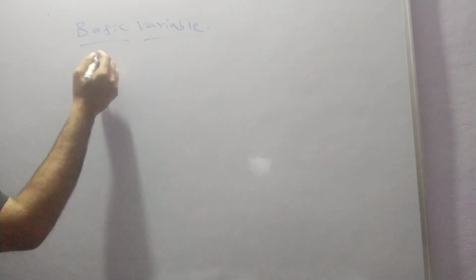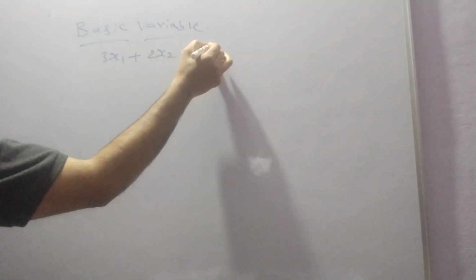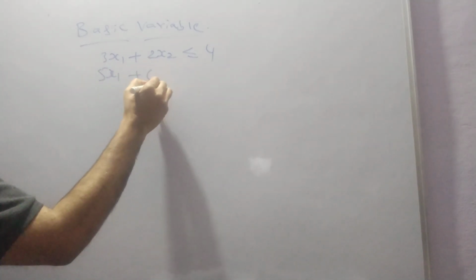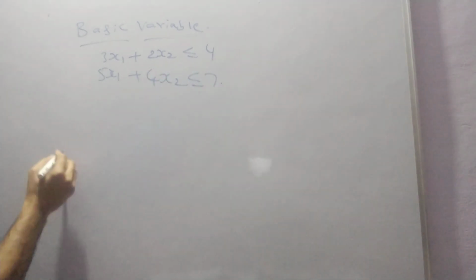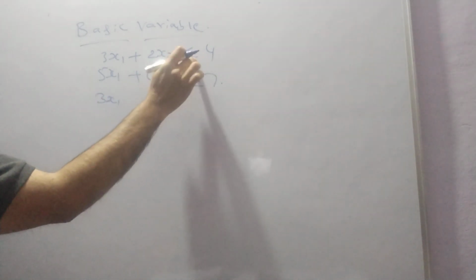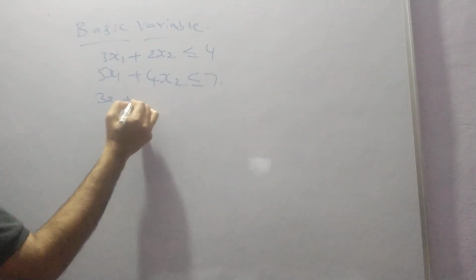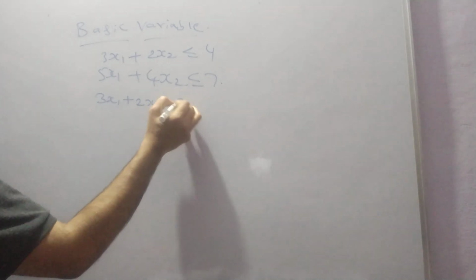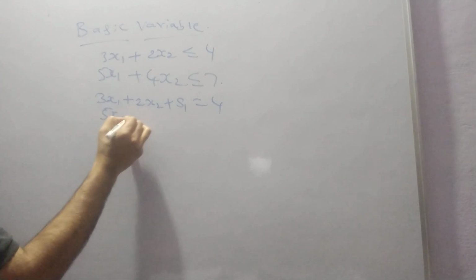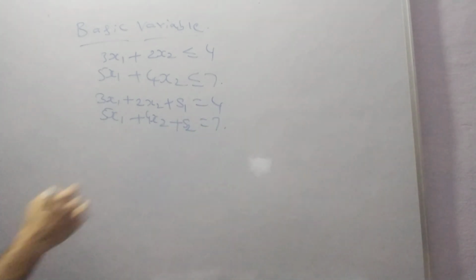Now I am taking the inequalities here: 3x1 plus 2x2 less than 4, 5x1 plus 4x2 less than 7, right? First I will convert this into equation form. Already you know, when a less than inequality is there, you have to add plus s1, plus s2. Those s1, s2 are slack variables. So 3x1 plus 2x2 plus s1 equal to 4, and 5x1 plus 4x2 plus s2 equal to 7, right?